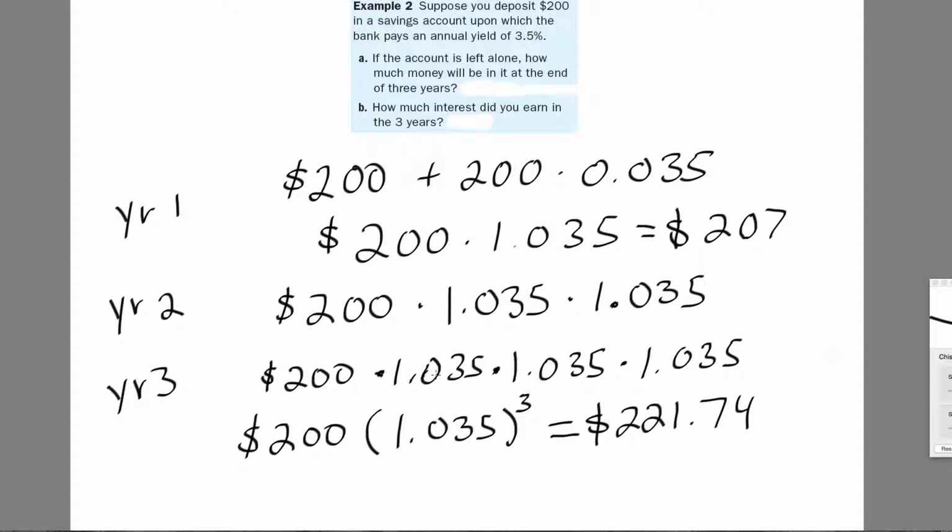Well, how much interest did I earn? That's pretty easy. I started with 200, I ended up at 221.74. So for my how much interest did I earn question, I earned $21.74. What's kind of cool about that earning is you didn't have to work for it. You just had to not spend your money, and you ended up earning some interest, which I think is kind of cool.